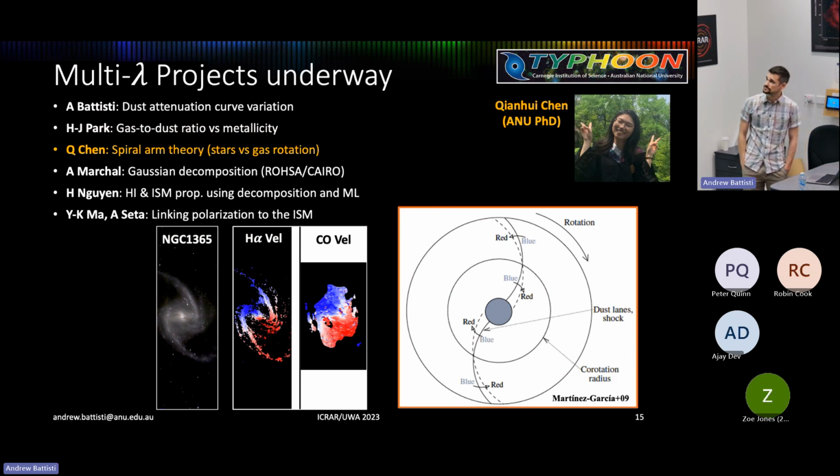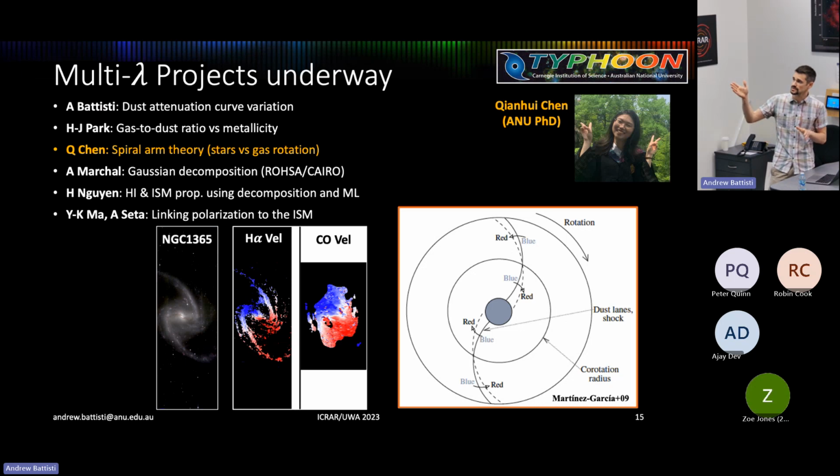Chenwei Chen is another ANU PhD student who's interested in using Typhoon to study spiral arm theories. So in different theories of spiral arms, you expect different pattern speeds of the gas with respect to the stellar and ionized gas components of galaxies. So for example, parts of the galaxy might have faster gas rotation versus stars, and in other parts, it's the opposite. And this is defined usually with a co-rotation radius where that transition happens. But in some spiral theories, you don't have that.